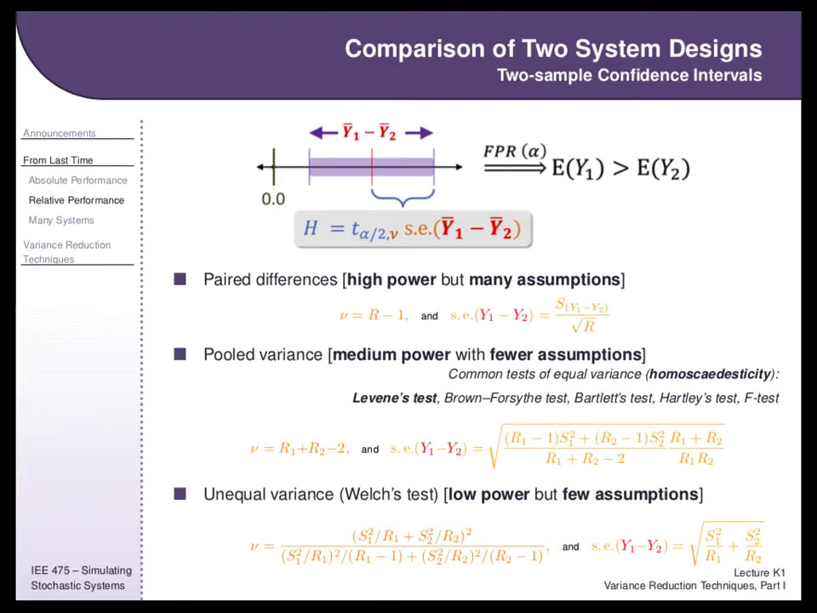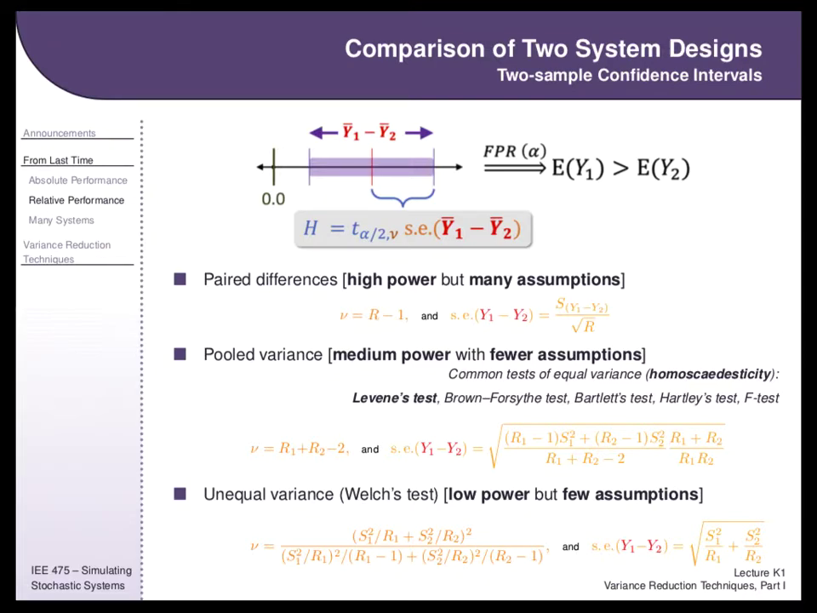If I've designed my system to have paired differences, that gives it high statistical power, but I have to do a special experimental design ahead of time, then I have this formula to calculate my confidence interval. Instead, if I didn't design it that way, but I run a test like these to confirm that my Model 1 and Model 2 groups have the same variance, then I'm free to do a pooled variance t-test.